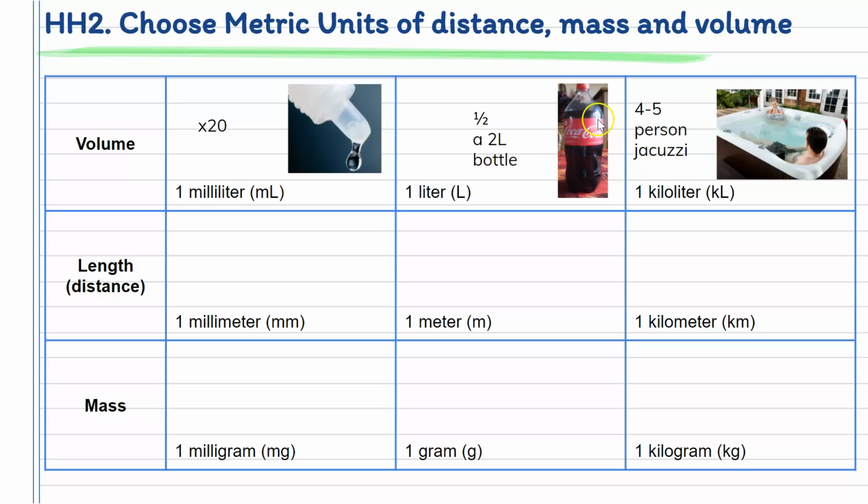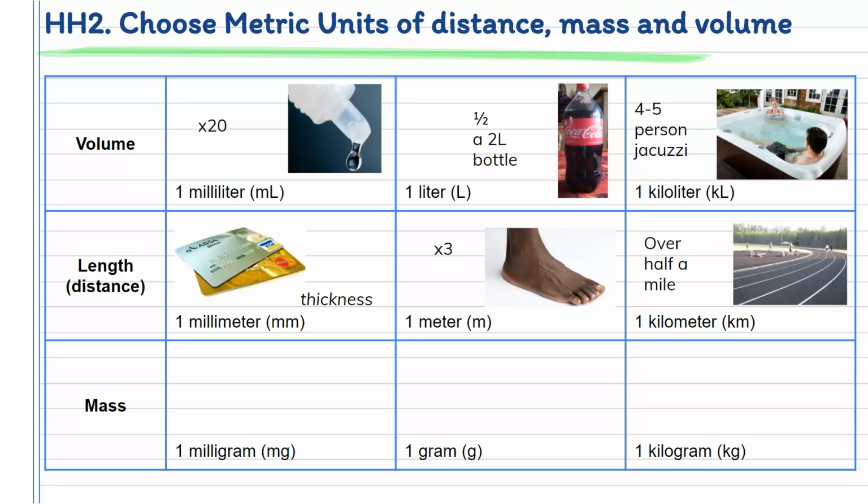1 liter is equal to half of a 2-liter bottle. Most typical soda bottles are 2 liters, so half of that would be a liter. 1 kiloliter is roughly 1,000 liters or 500 soda bottles. Another way to think of it is, roughly speaking, like those hot spas or jacuzzis or those mini pools you see, they're roughly in the ballpark range of about 1,000 liters or 1 kiloliter.